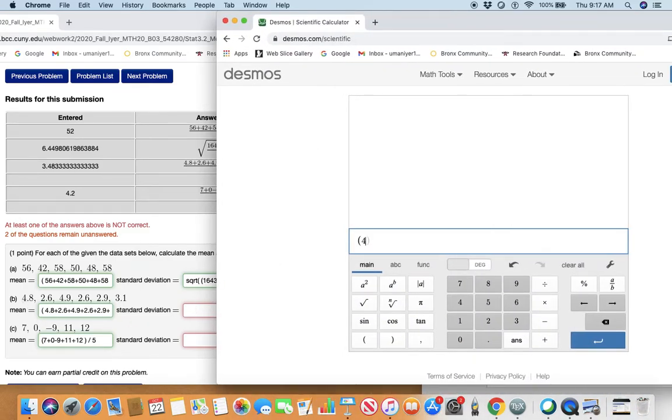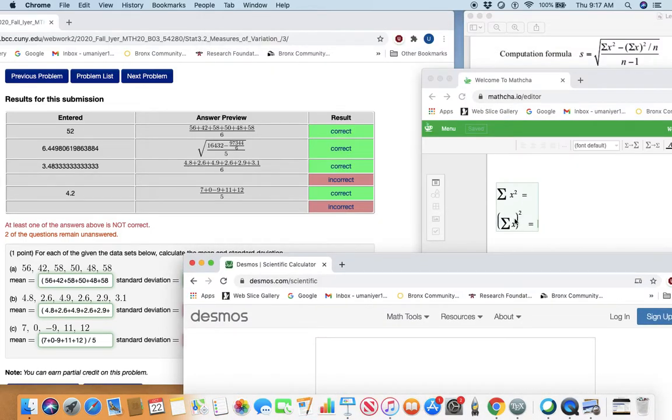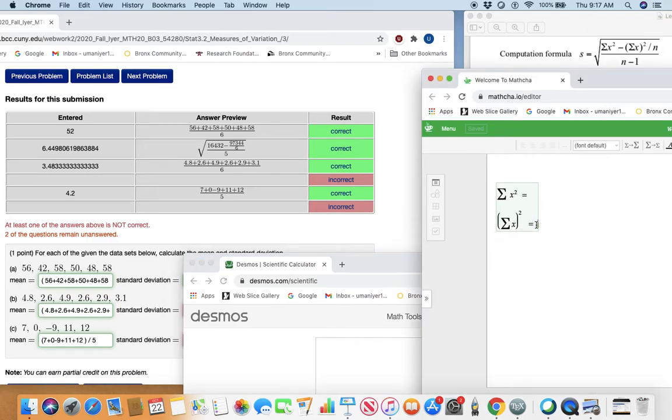4.8 plus 2.6 plus 4.9 plus 2.6 plus 2.9 plus 3.1. That's adding all the numbers, then squaring it. Okay, so that is 436.81. Add all the x's, then square it.